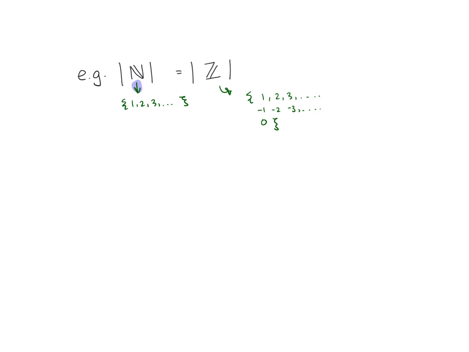So how do I actually define this? Let's say I'm trying to define a function from the natural numbers to the integers. I need to make sure that I hit every single one of my integers. So I'm going to think about having my natural numbers 1, 2, 3, 4, 5, 6, and so forth. And then I'll have my integers 0, 1, 2, but also -1, -2, -3, and so forth.